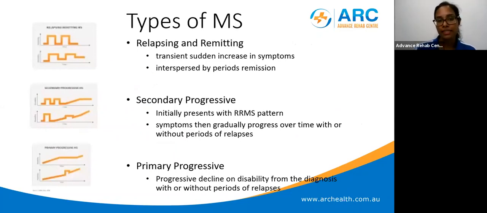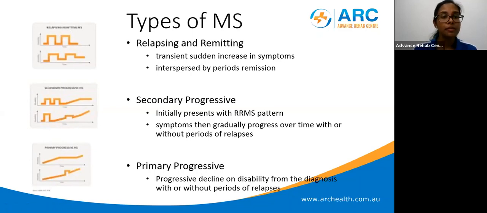So relapsing remitting is the most common. And if you look at the top graph here, on the vertical axis, you have the level of symptoms, and on the horizontal, you have the time. So with the relapsing remitting form, there can be a transient and sudden increase in symptoms. And after a period of time, this can reduce and resolve, which is known as a remitting period.